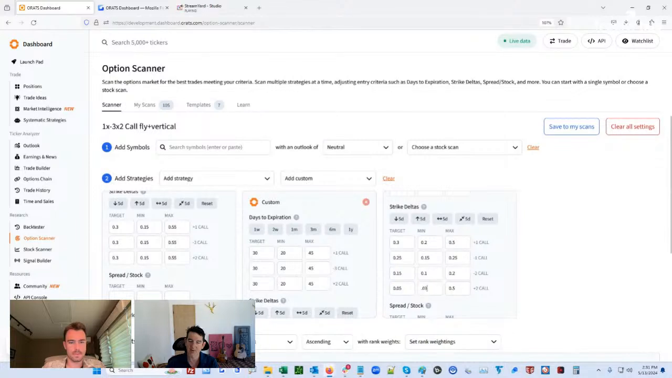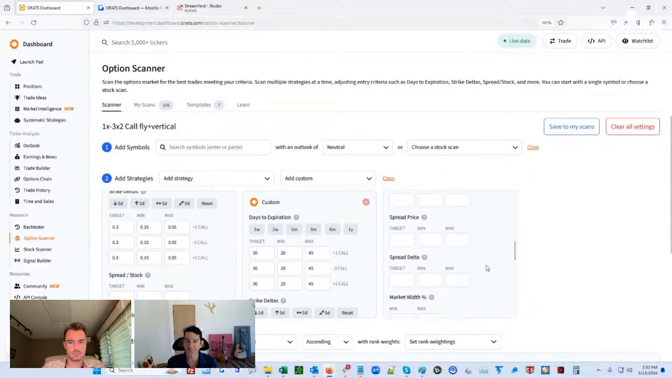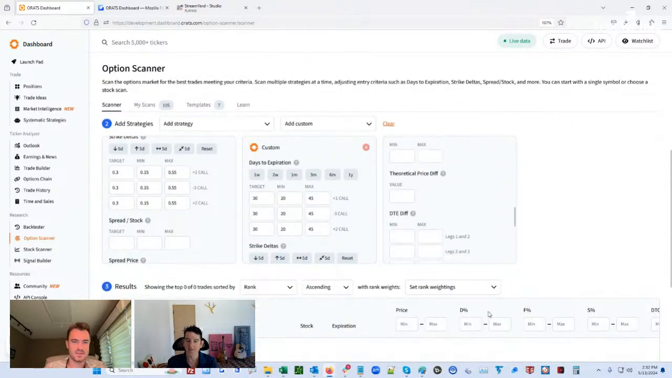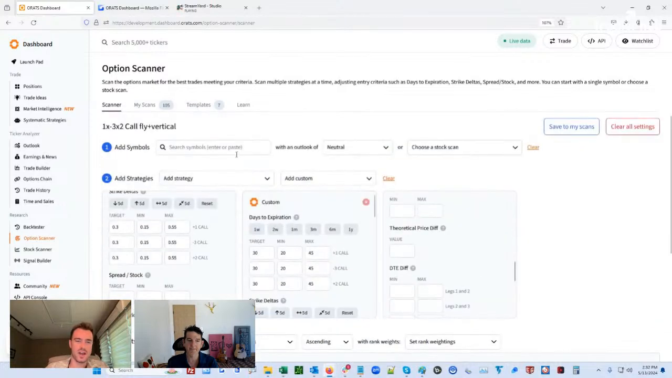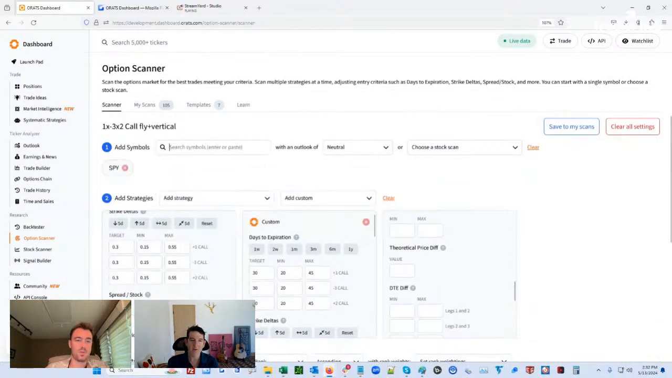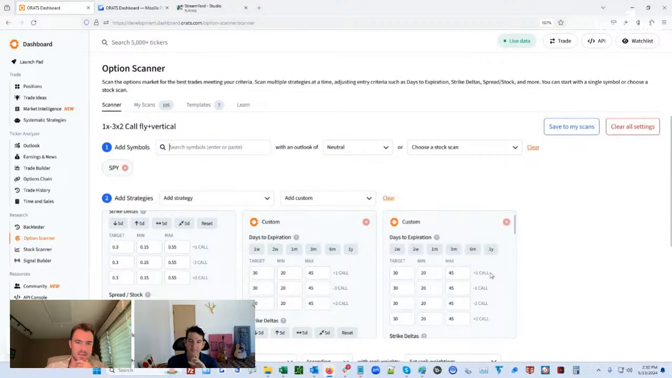So that's how you set that one up. Nice. And what's interesting is you can have all these three strategies in there at once, right? So we can scan on the ratio vertical, on the reverse iron butterfly, all these things at the same time. That's correct. With all their different DTEs and deltas.